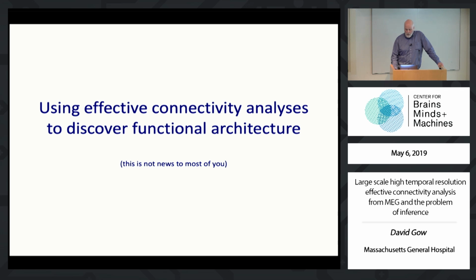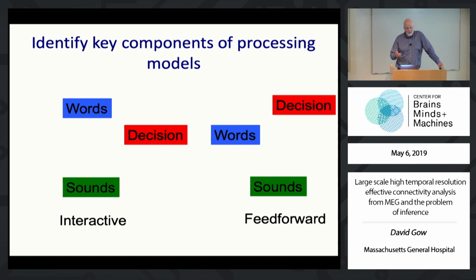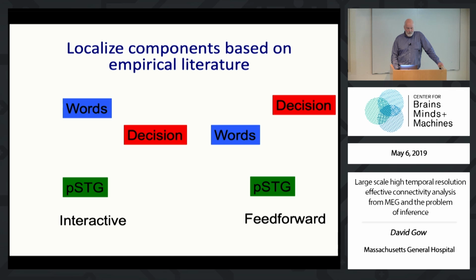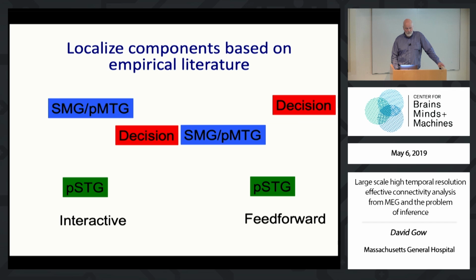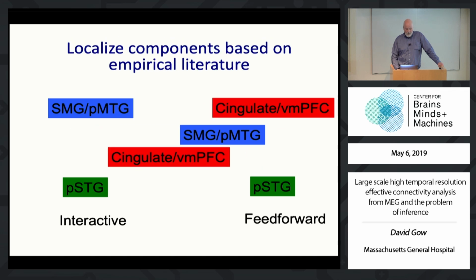Okay, so not coming from a particularly brainy background, but interested in the tools that might be used to do this, we had this fairly simple-minded approach, which was, well, here are the key components. Here are the things that we think are part of processing for interactive versus feed-forward processing. And you'll notice it's exactly the same three components in both of these. We can localize the components based on the empirical literature. So we would expect that speechy sort of thing would be associated with the posterior superior temporal gyrus, lexical information with the supramarginal gyrus and posterior middle temporal gyrus, and decision-y stuff probably with cingulate and ventromedial prefrontal cortex.